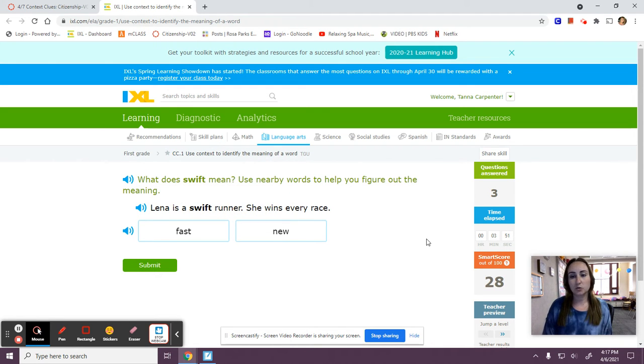Lena is a swift runner. She wins every race. Does it sound like Lena is fast or new? What do you have to be to win a race? If you're running, you're probably pretty fast. My context clues tell me that if I'm in a race, I need to be fast.